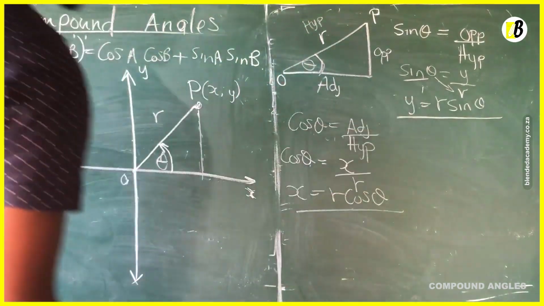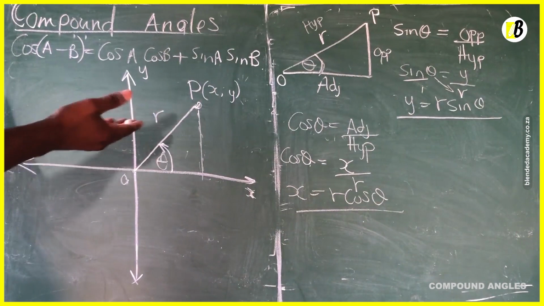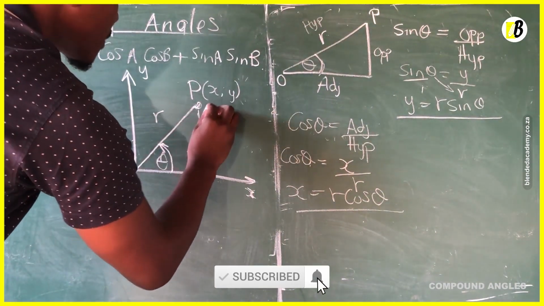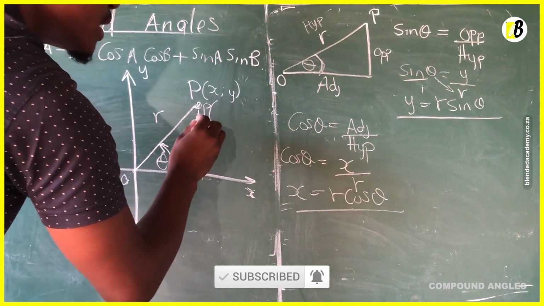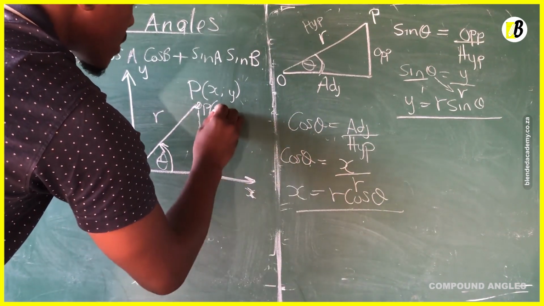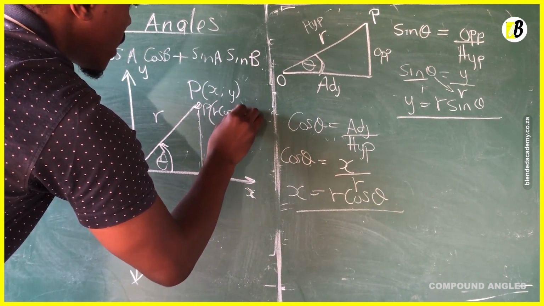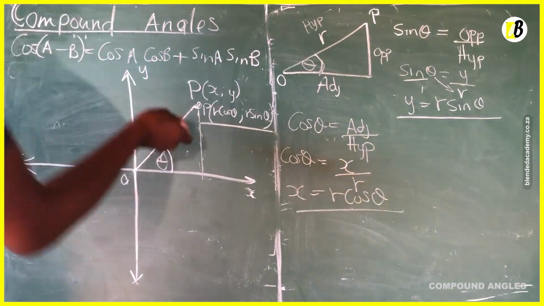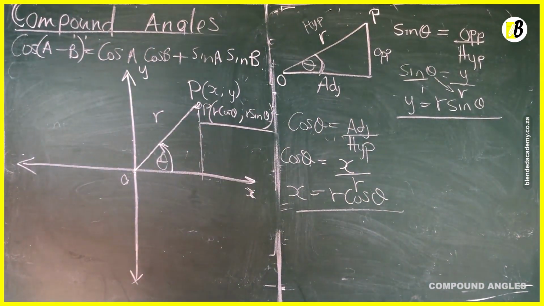From these two equations, you can see that the x and y coordinates can be expressed in terms of trigonometric ratios. That means this point P, in terms of trig ratios, has the x coordinate r cos theta, and the y coordinate r sine theta. Those are our coordinates for that point P. So you need to always remember that.